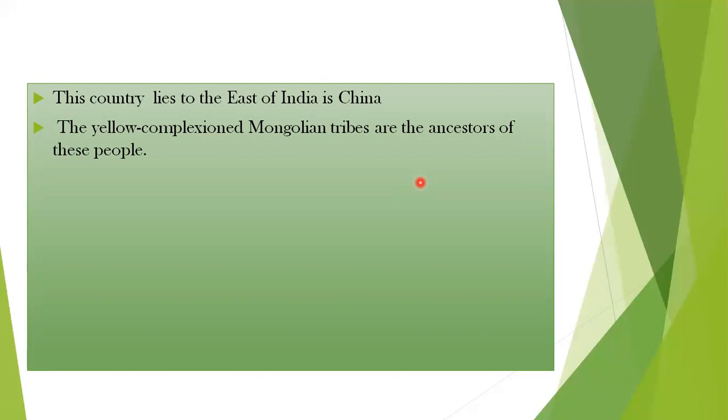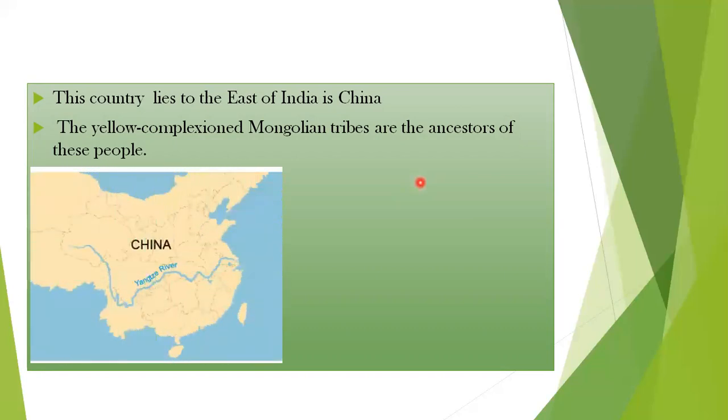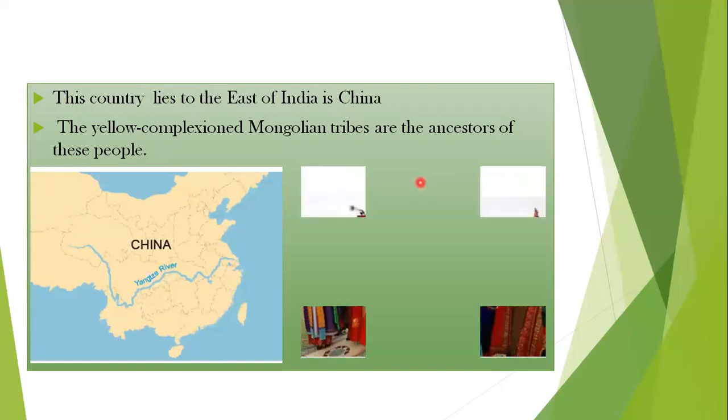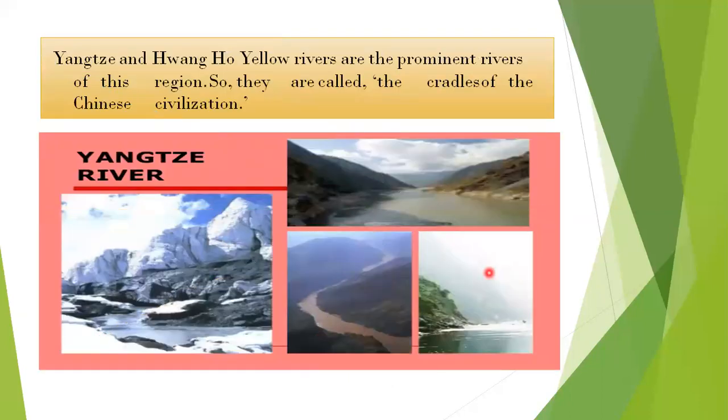China is the most populated country, and second place goes to India. The yellow-complexioned Mongolian tribes are the ancestors of the people. Which people do we see here? These are Mongolian peoples we can see in China. Ancestor means purvajaru of these people.